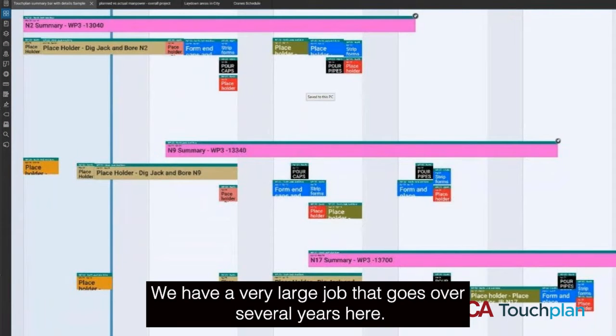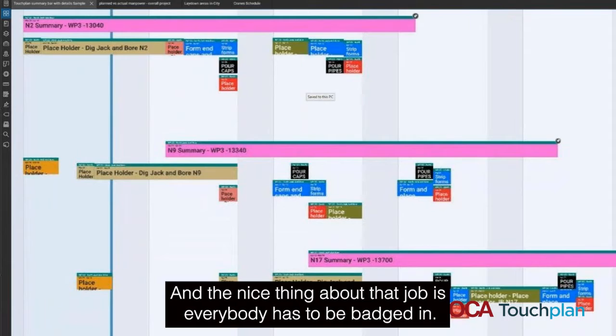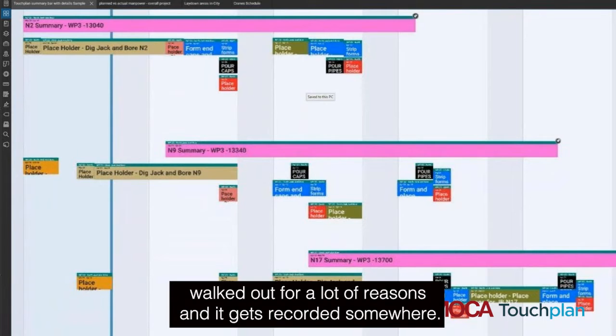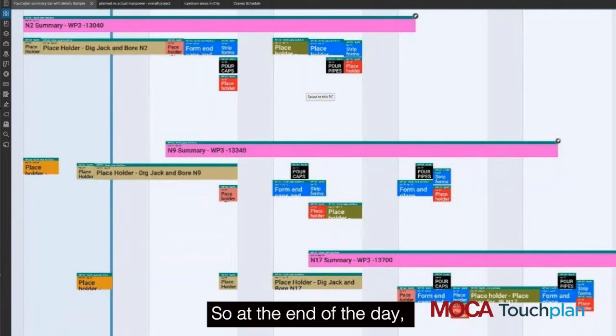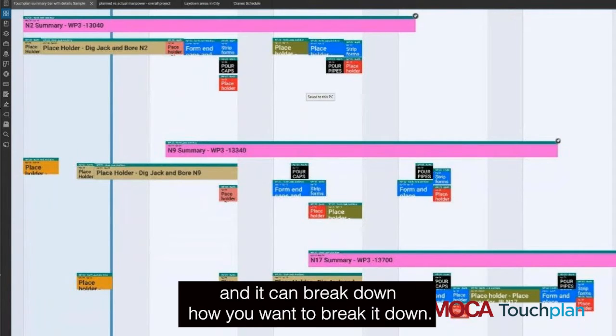We have a very large job that goes over several years here. And the nice thing about that job is everybody has to be badged in. We know every person that walks in and walks out for a lot of reasons, and it gets recorded somewhere. So at the end of the day, we know the totality of how many people came in. That can break down how you want to break it down.